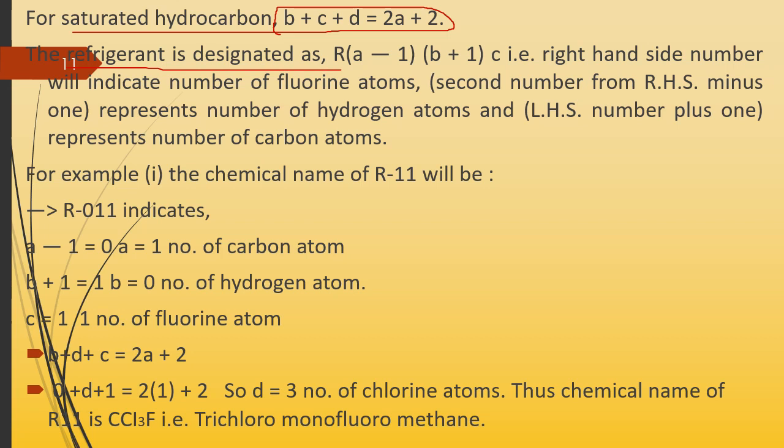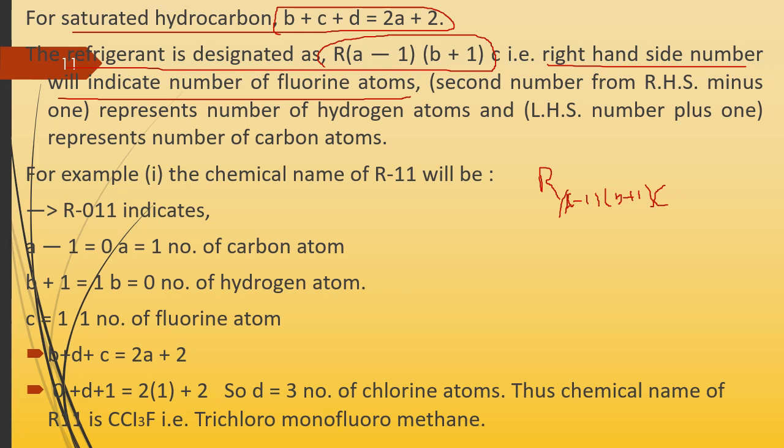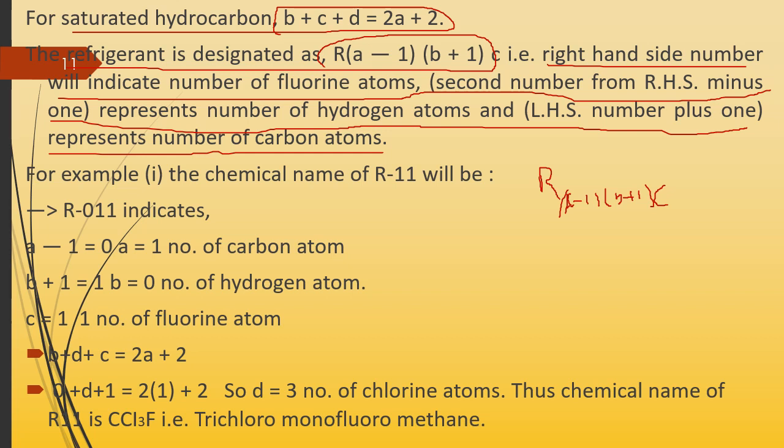and the refrigerant is designated with R, that is refrigerant, with A minus 1, B plus 1, C. The right hand side number indicates the number of fluorine atoms. The second number from the right, minus 1, represents the number of hydrogen atoms, and the left hand number plus 1 represents the carbon atoms. So these two things you have to remember: the refrigerant is designated as R, A minus 1, B plus 1 and C, and for a saturated hydrocarbon, B plus C plus D equals 2A plus 2.